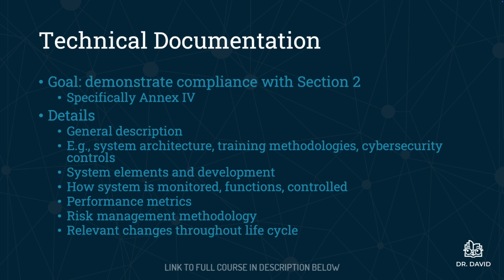So technical documentation, I believe this is pretty straightforward. The goal of this requirement is for AI operators to demonstrate compliance with Section 2, specifically Annex 4. I don't think you need to remember the Section 2, Annex 4 part. Altogether, this documentation should provide a general description of the system, including the system architecture, training methodologies, and cybersecurity controls, the system elements and development, how the system is monitored, how it functions, and how it's controlled, performance metrics, risk management methodology, and relevant changes throughout the life cycle.